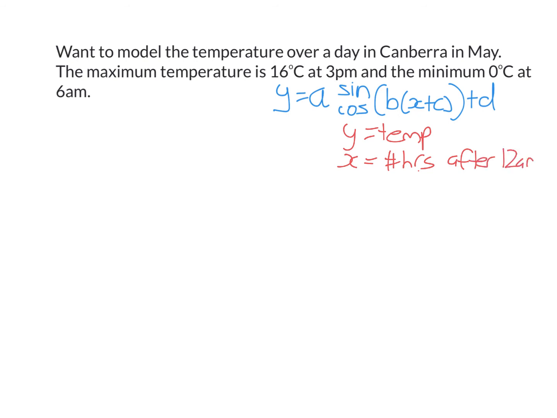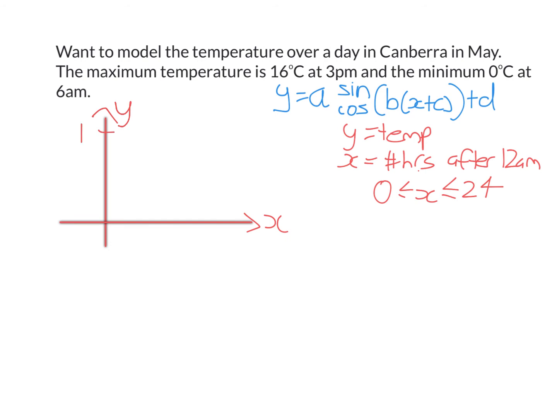So for this, it will only make sense when x is between 0 and 24, because I'm modeling the temperature over 1 day. So what I'm going to do first is draw a graph to help me better understand this situation. So I want the maximum to be 16 degrees. Now 3 p.m. would be 15 hours after 12 a.m. So I want the maximum to be up here. So the minimum occurs at 6 a.m., which is 6 hours after 12 a.m., and I want that to be down here.